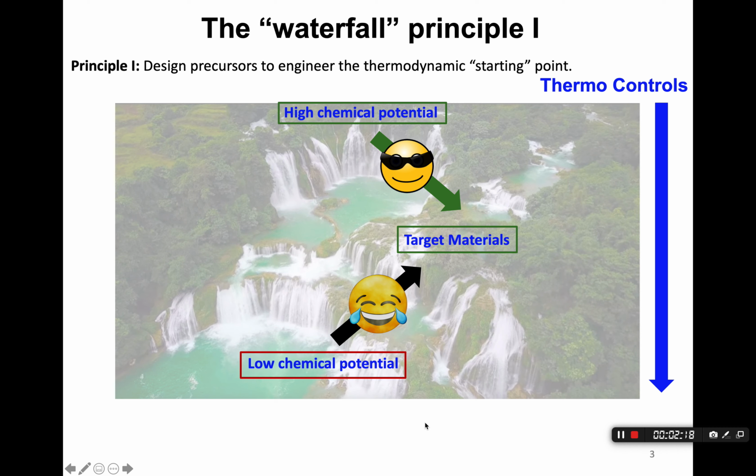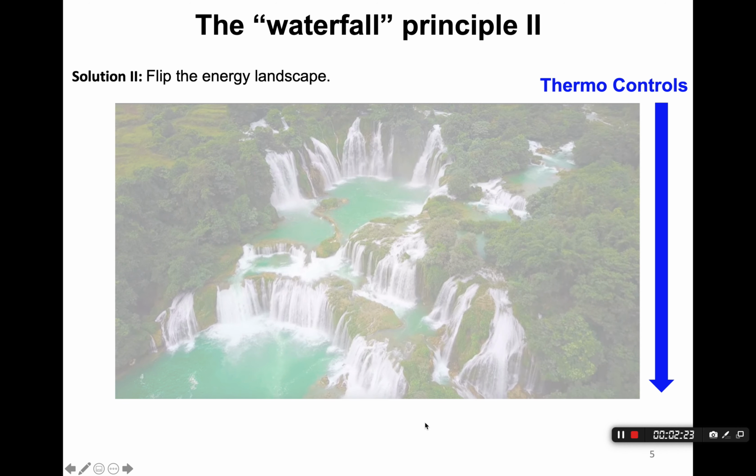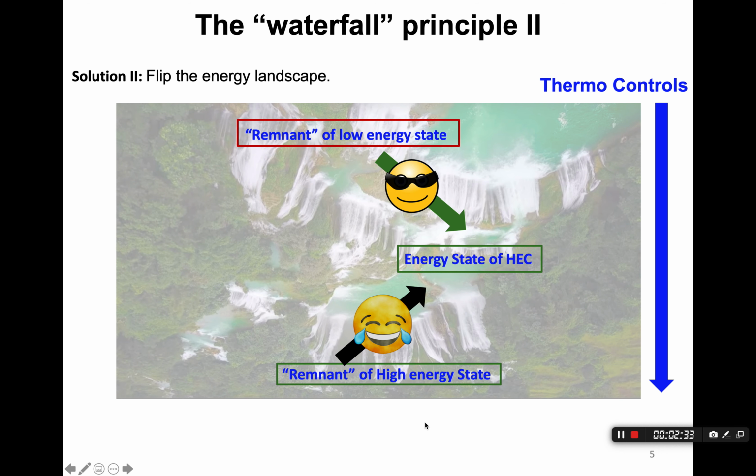This is not the only way that we can do it. We actually have a waterfall principle 2. We can just flip the waterfall. We can flip the energy landscape so that thermodynamics still controls, but now the previous low energy state becomes a high energy state thermodynamically. So even though you can start with some very stable precursors, by flipping the synthesis space, you can still trigger the reaction among those precursors, and they are finally still going to form the targeted materials.